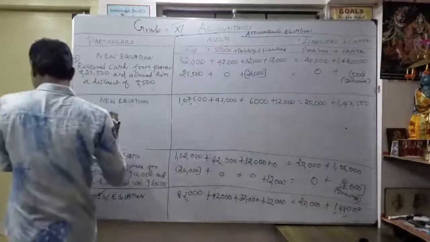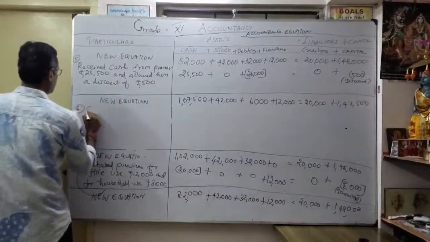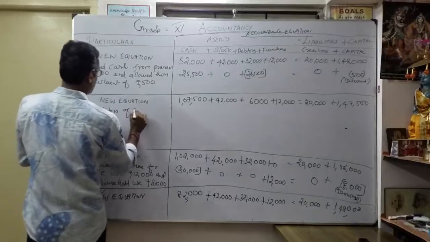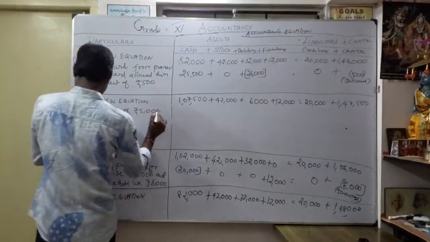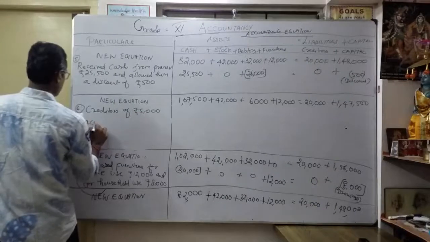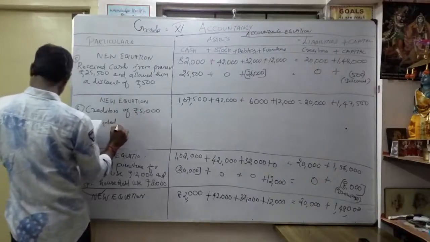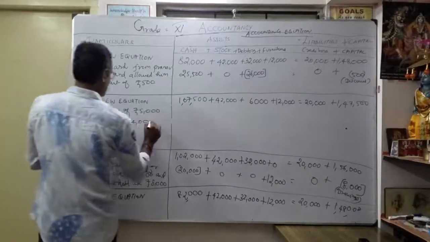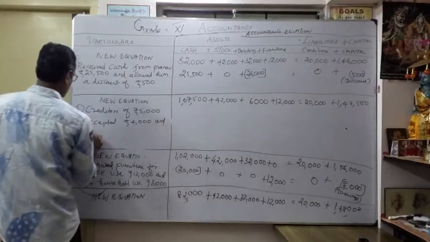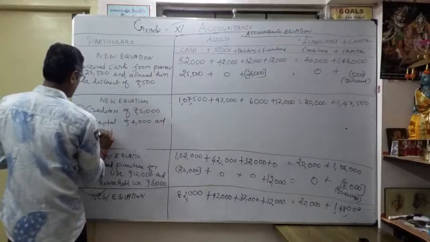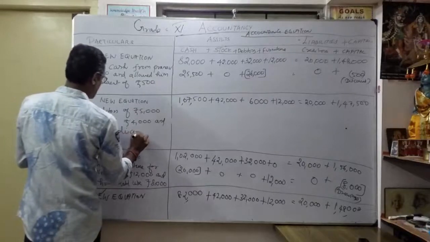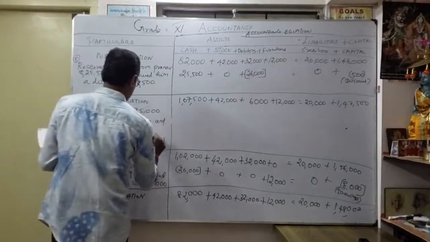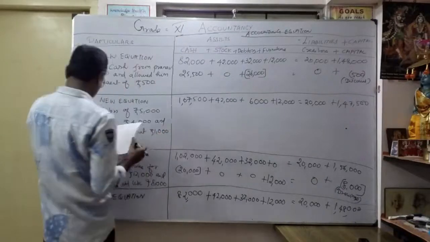So now the last transaction we discuss is creditors of 5,000. See, creditors of 5,000. My sixth one. Okay, accepted only 4,000, and allowed discount. How much? 1,000. Okay, this is the business transaction.